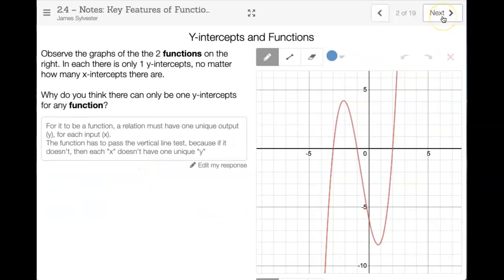So moving right along through these notes, here I had already answered this. It says, why do you think there can only be one y-intercept for any function? Well, that's because having only one y-intercept means that each input has one unique output. If we end up with another point anywhere along the y-axis, then we don't have a function, because again, remember, every time an input goes into a function, it has to give the same output. So that would be a reason why we would never have two y-intercepts.